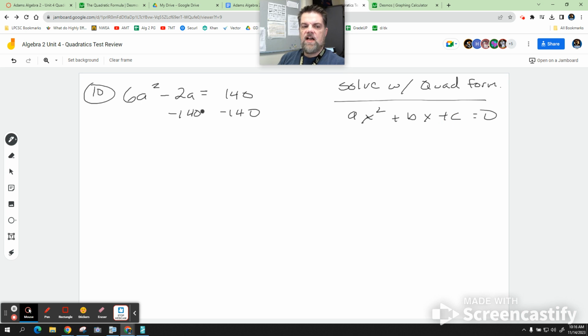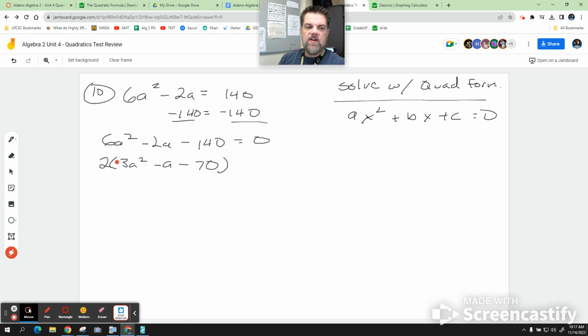Now, can I subtract 140 from 2a or 6a squared? No, they're not like terms. So I've just got this. Now I see that 6 and 2 and 140 are all even numbers, therefore they're divisible by 2. In other words, 2 times 3a squared equals 6a squared. 2 times negative a is negative 2a, and then 2 times negative 70 is a negative 140.